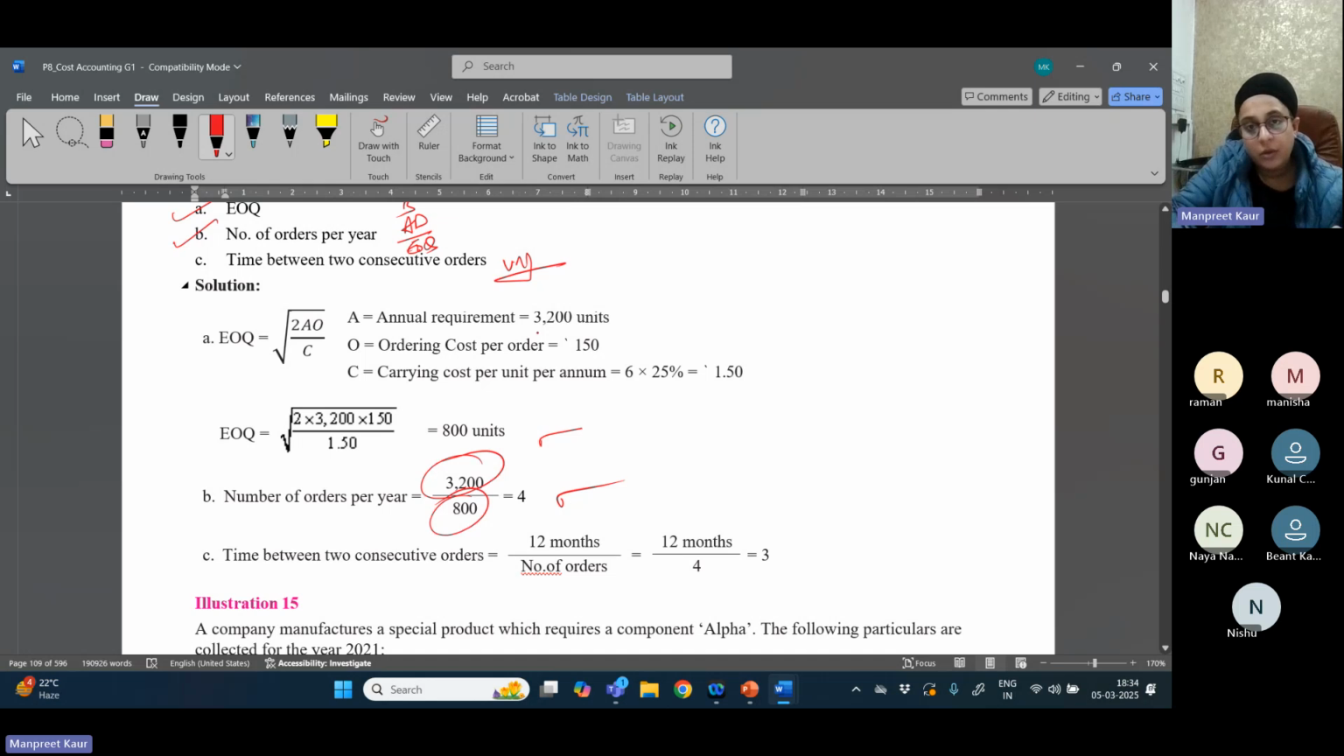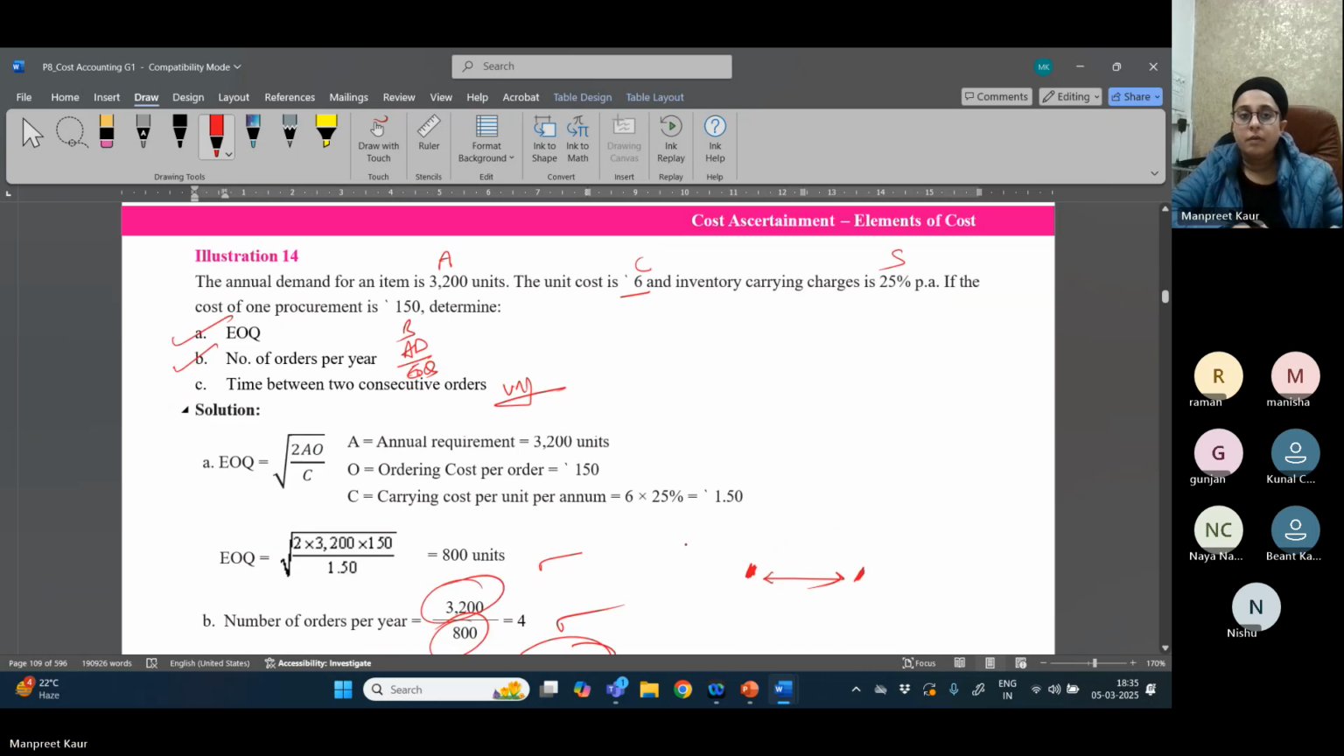Time between two consecutive orders: how much time does one order take? Total 12 months divided by number of orders. Place one order every 3 months. That is the time. Clear? This question is clear? Yes, ma'am.